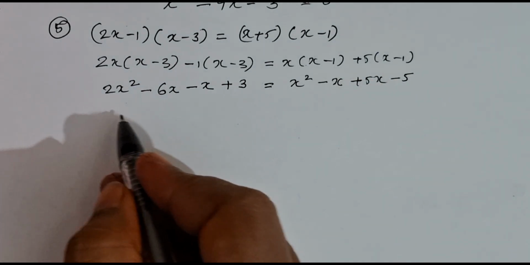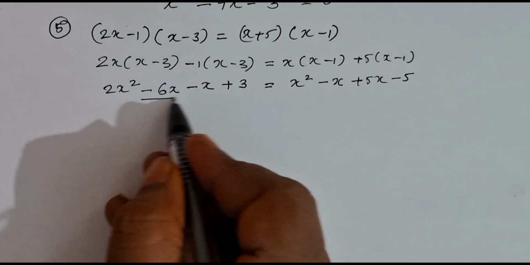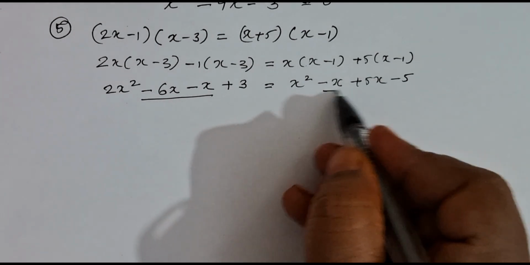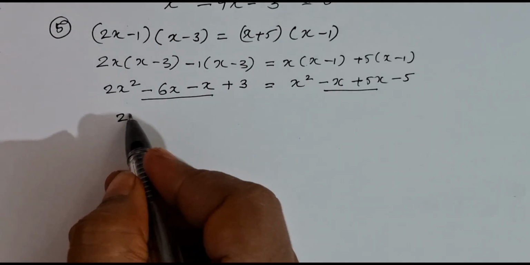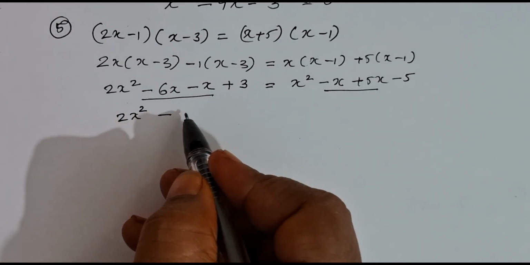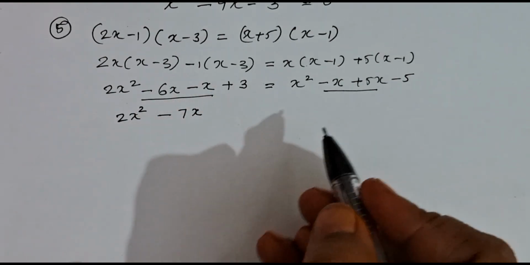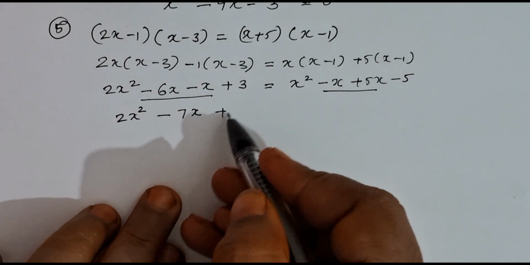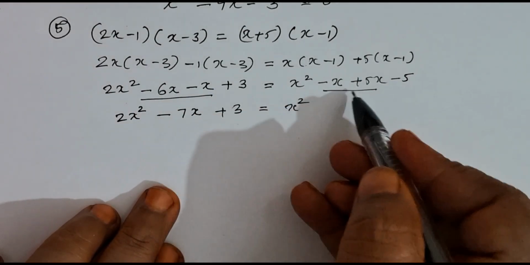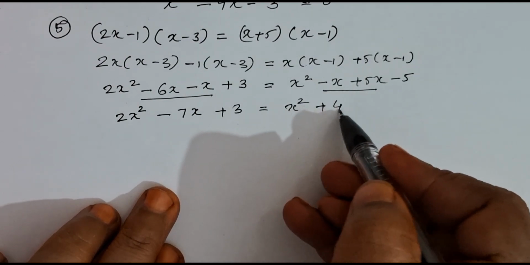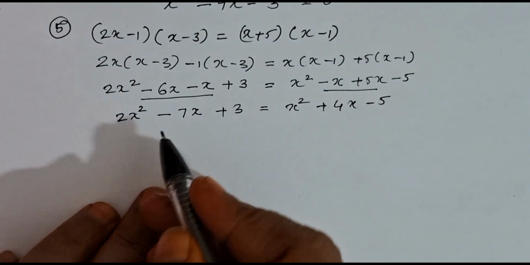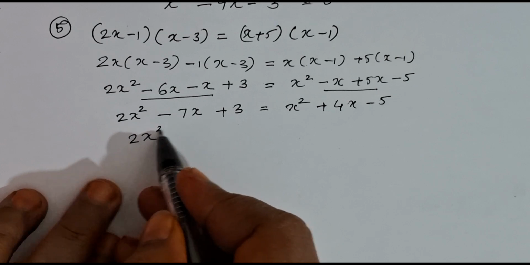So now this becomes 2x square and minus 6x minus x. They both are like terms, so we will add them. Minus 7x plus 3, which is equal to x square minus x plus 5x. We have to add and write plus 4x minus 5. So now we will simplify further.